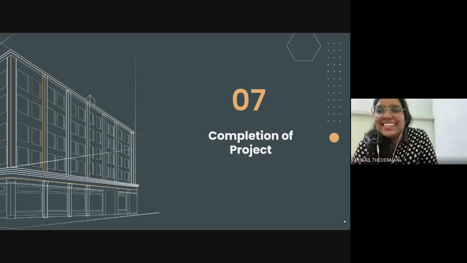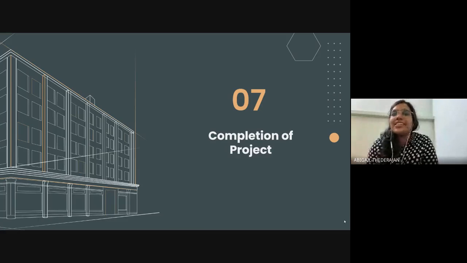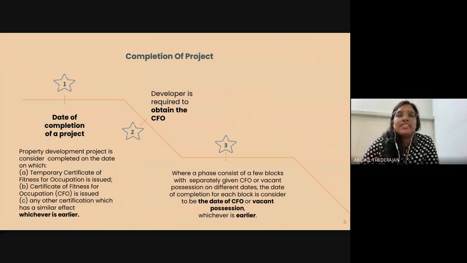Completion of the project. So when is the project considered completed? There are 7 things that we will look into. The first is that the date of completion of the project is when the temporary certificate of fitness of occupation is issued, or the certificate of fitness of occupation. So there are these 2 certifications.